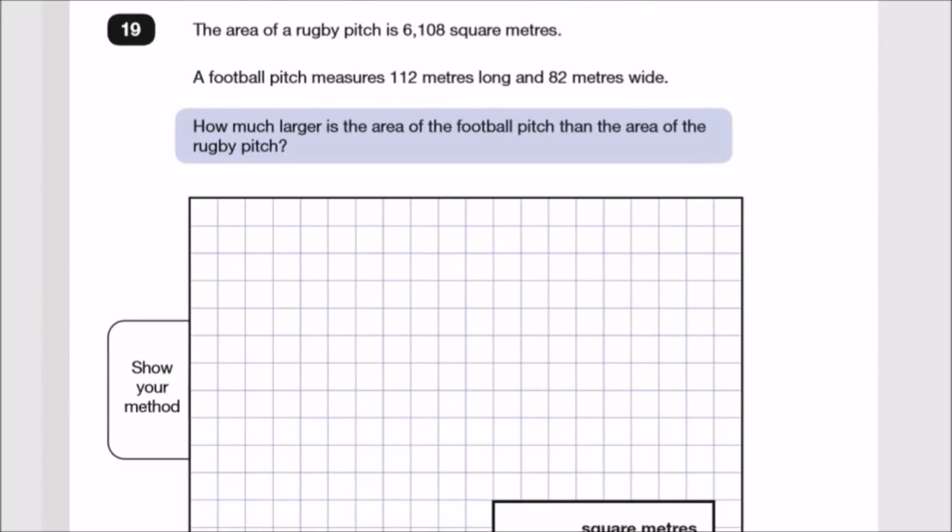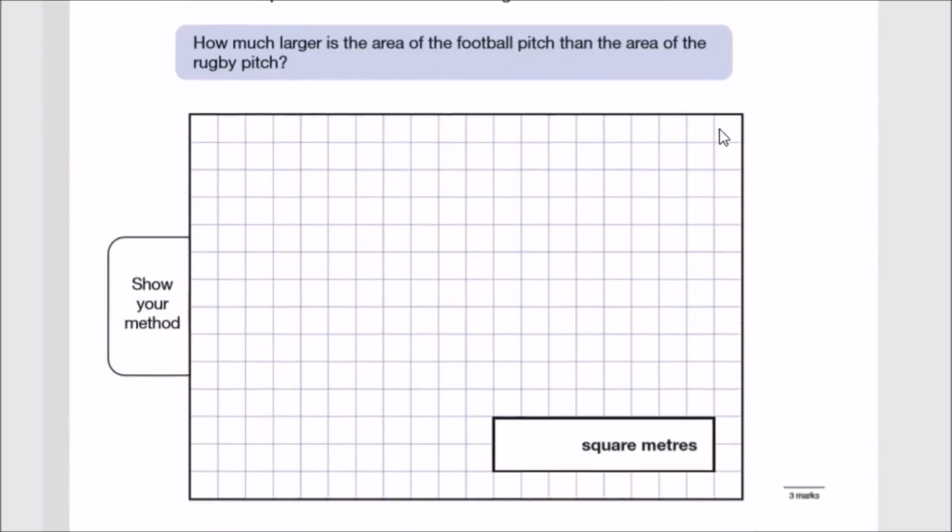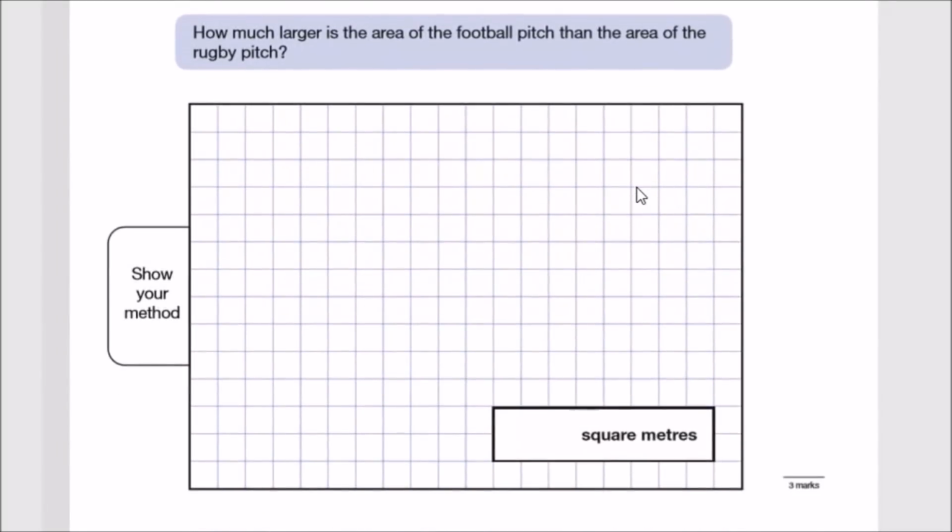Here we go, number 19. So the area of a rugby pitch is 6,108 square meters. A football pitch measures 112 meters long and 82 meters wide. How much larger is the area of the football pitch than the area of the rugby pitch? Very easy. You can imagine the football pitch is a rectangle, and you just multiply these to get the area. So let's do it now. And once we find the area, we can just subtract to find the actual difference.